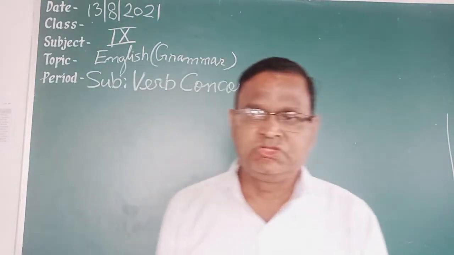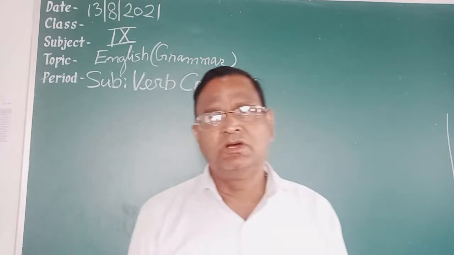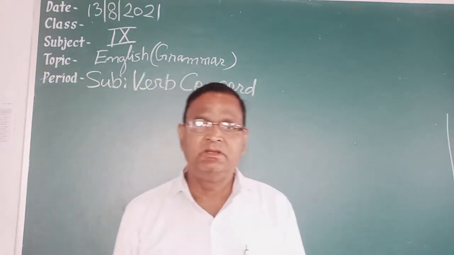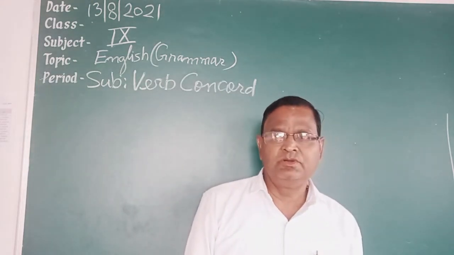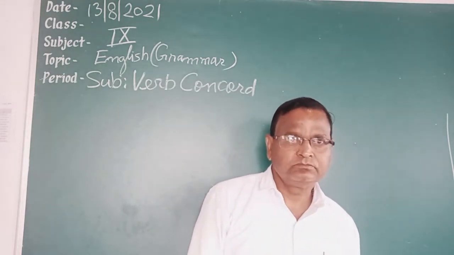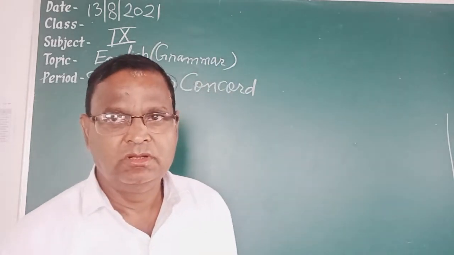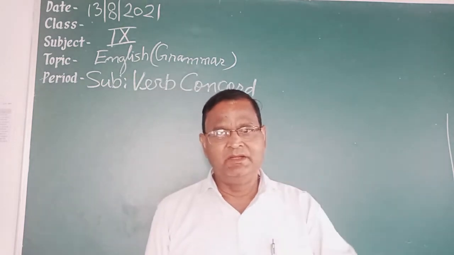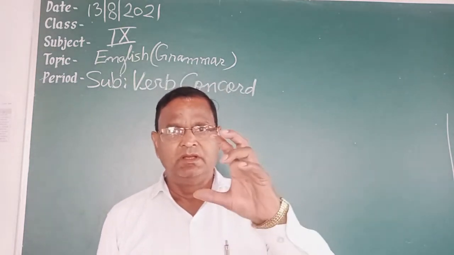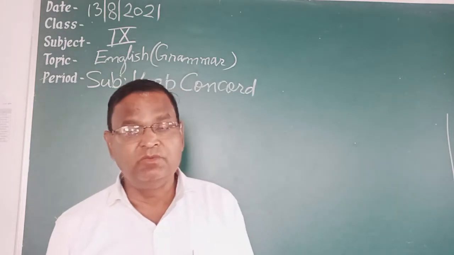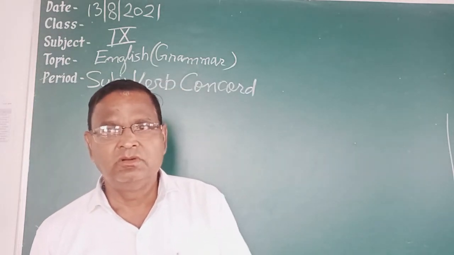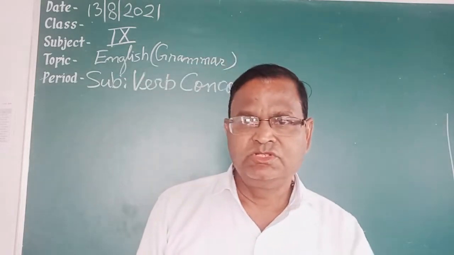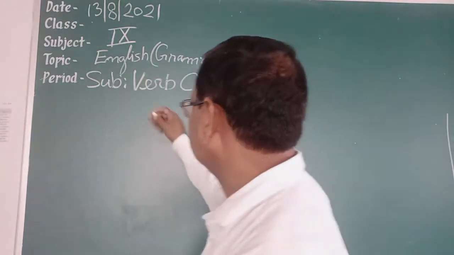I have told you two rules: if two nouns are joined by and, then a plural verb is used. The second rule also I have told you: if two nouns are joined by and, we use a plural verb. I have already told you. One more example I have told you, that you have to see. Now see the third rule. What is the third rule?